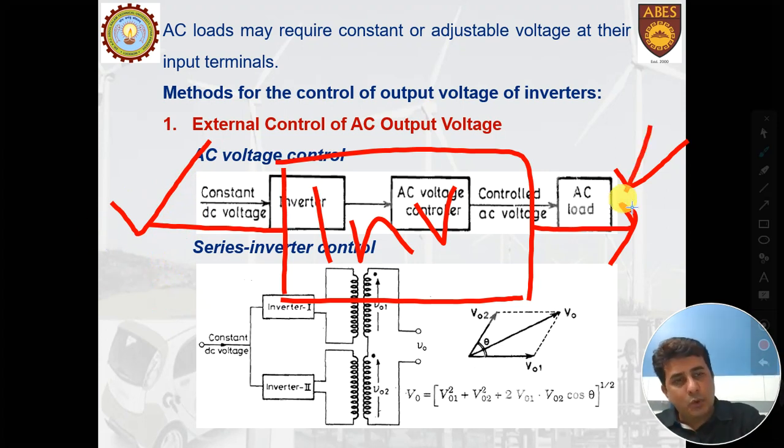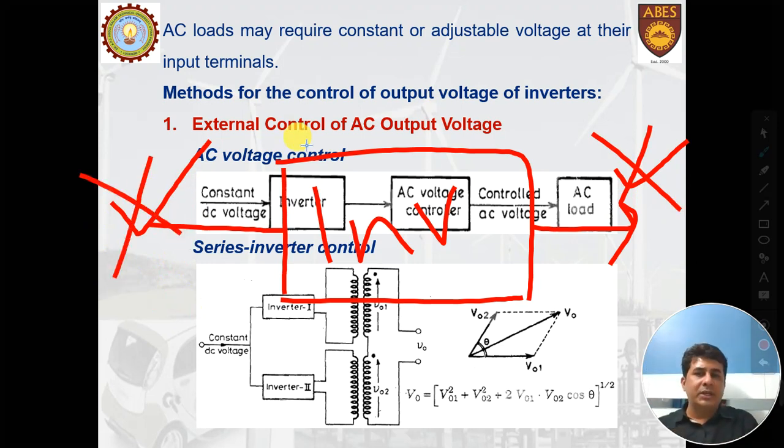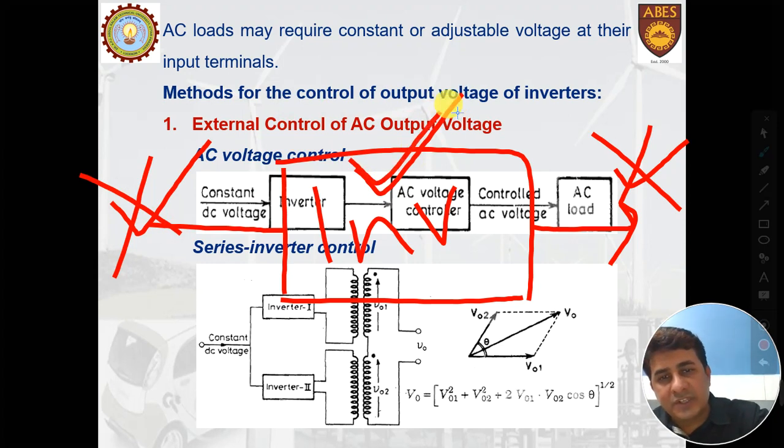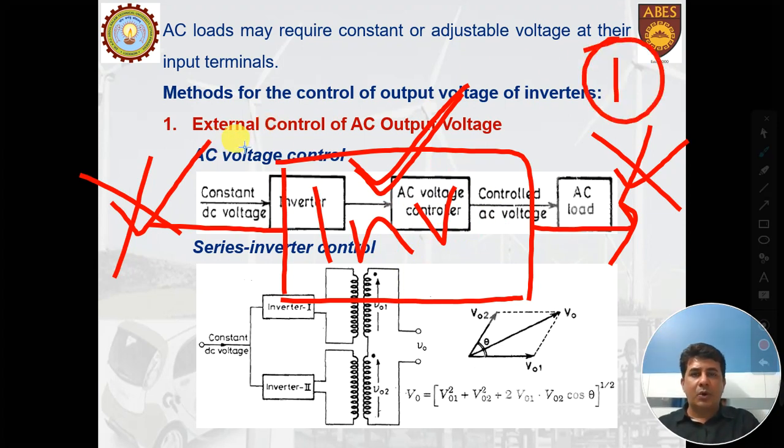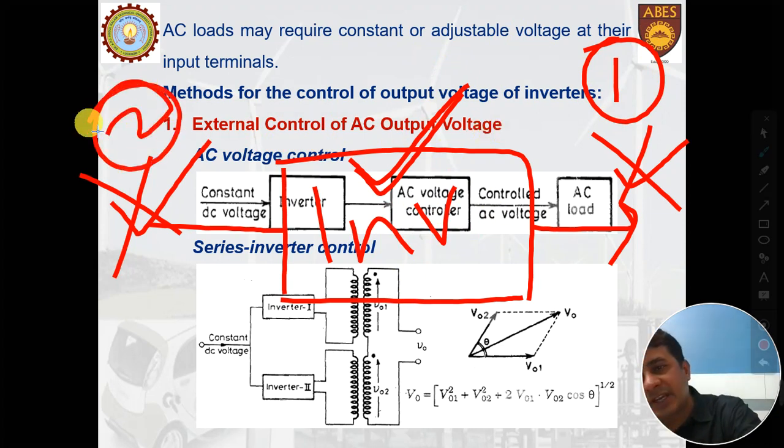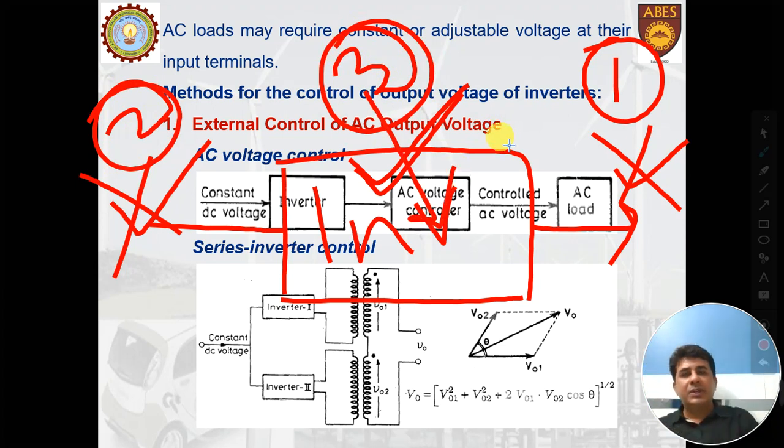And third is, if you don't want the voltage to be controlled here, then you can have a control which is applied in the inverter itself, and there is some scheme which gives you the variable voltage here itself. So the third control becomes the internal control of the inverter, where you focus on the control applied inside an inverter and you are not using any external device for the voltage control. So there are three methods. Let's start with the first method, the external control of AC output voltage. Then we will discuss the second method, and then we will come to the third method of internal voltage control.